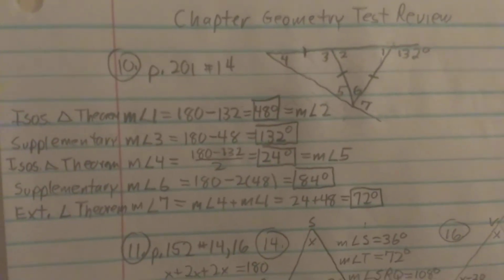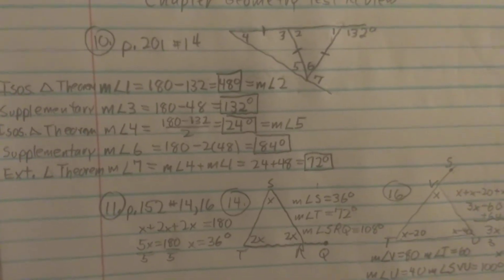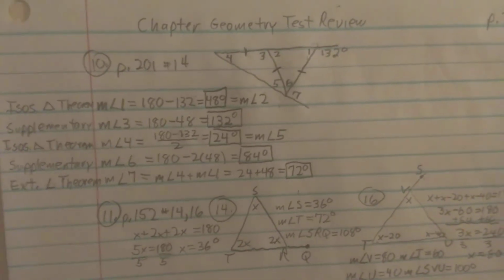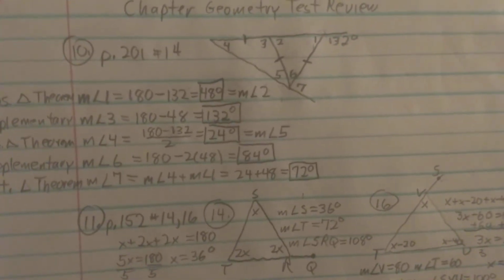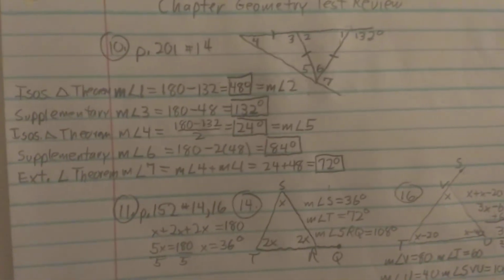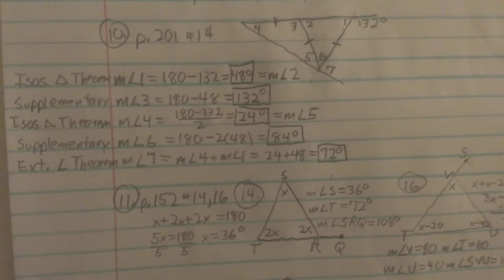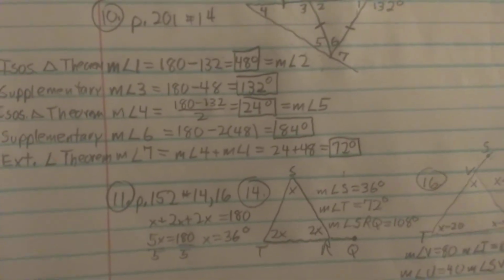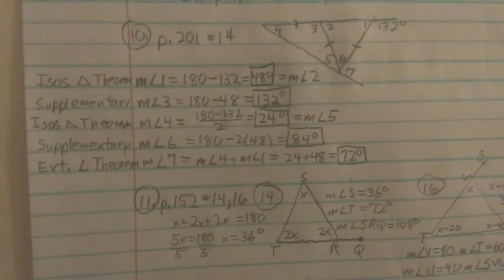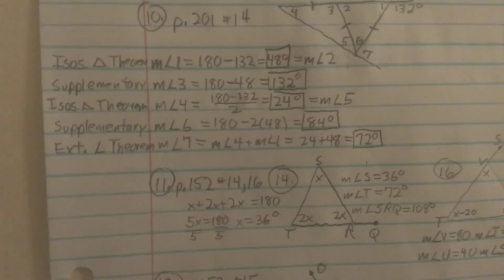Problem 10 is taken from page 201, number 14, where my exterior angle, 132, is supplementary to angle 1, and angle 1 and 2 are congruent because they're opposite the sides that are congruent. So angle 1 and angle 2 are the same and are 180 minus 132, or 48. And angle 3 is supplementary to angle 2, which is 180 minus 48, which is 132 again.